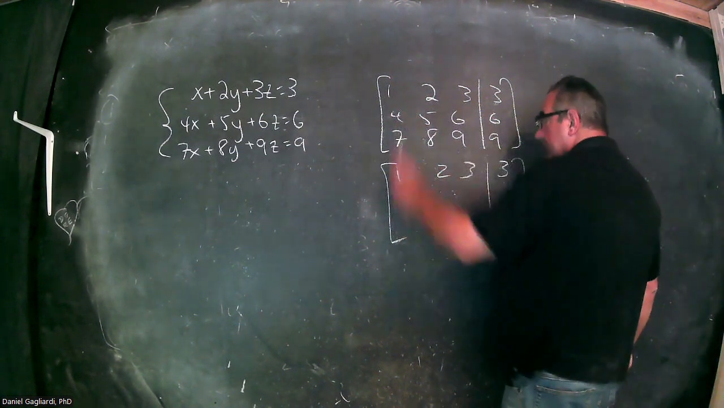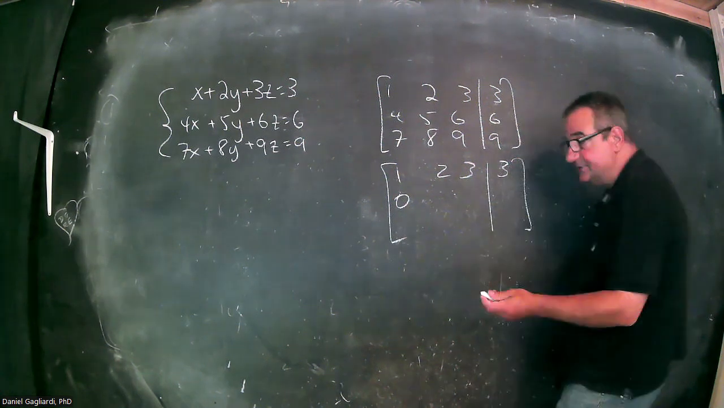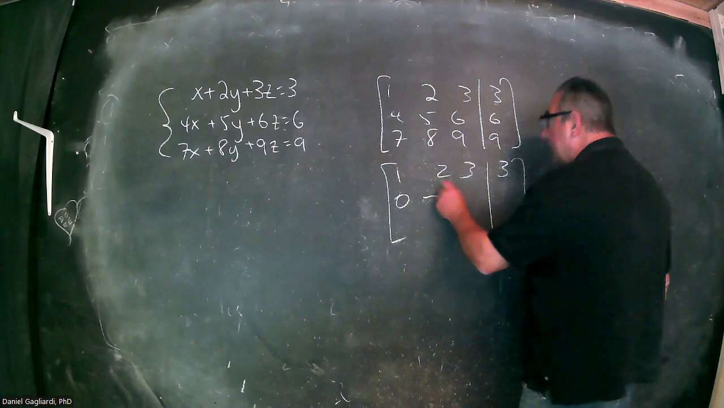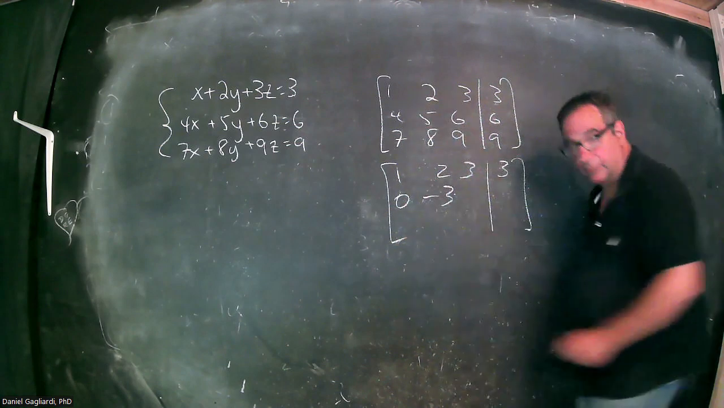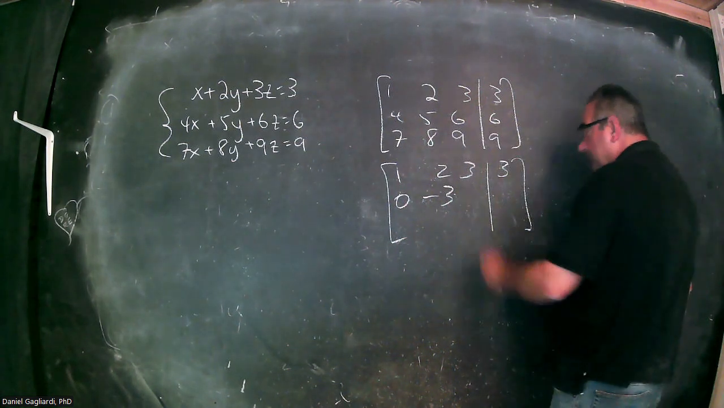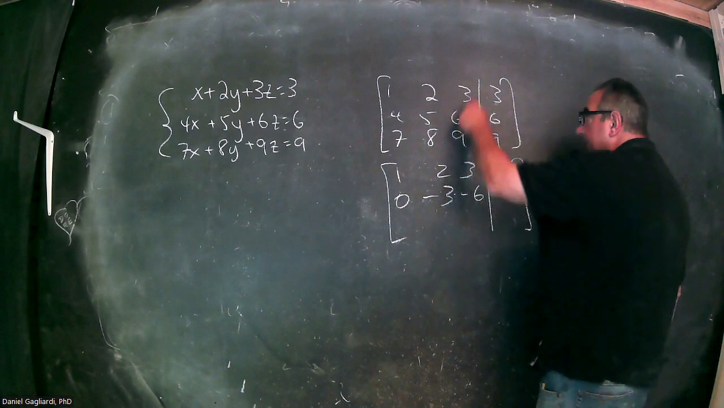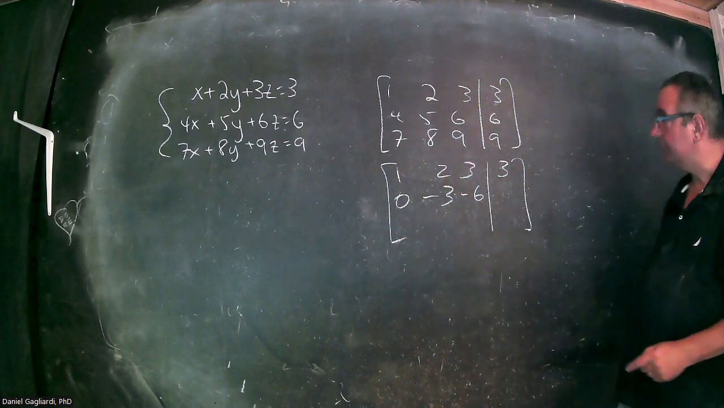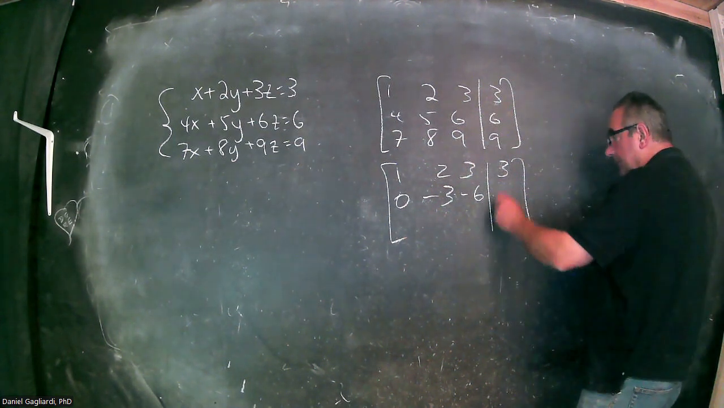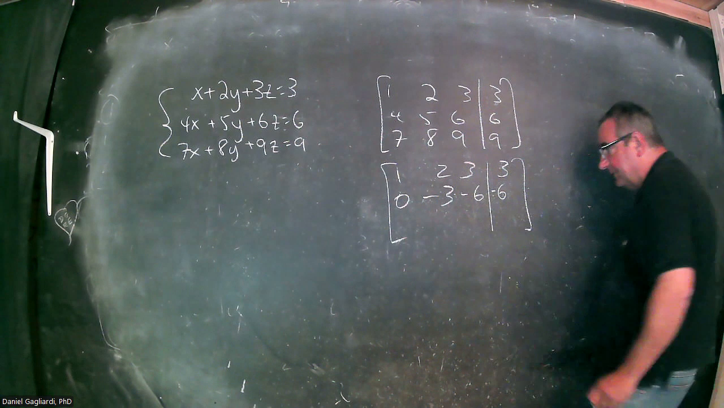So 4 minus 4 1s is 0, as desired. 5 minus 4 2s is negative 3, because 5 minus 8 is negative 3. 6 minus 4 3s is negative 6, because 4 3s is 12, so 6 minus 12 is negative 6. And same here, we obtain a negative 6.